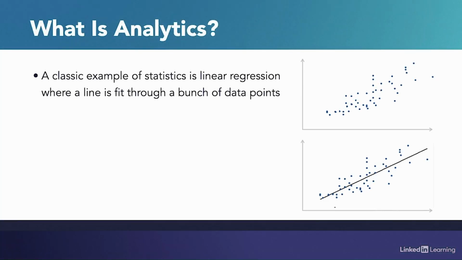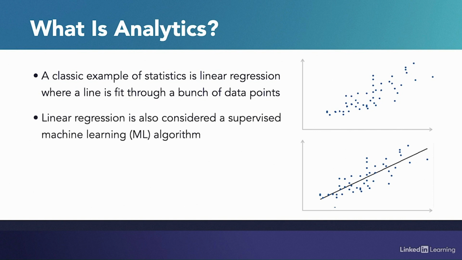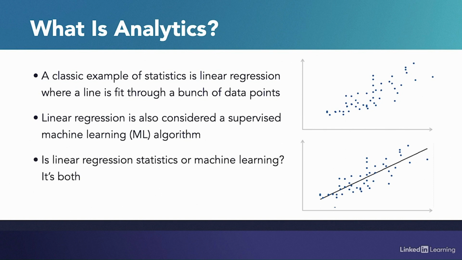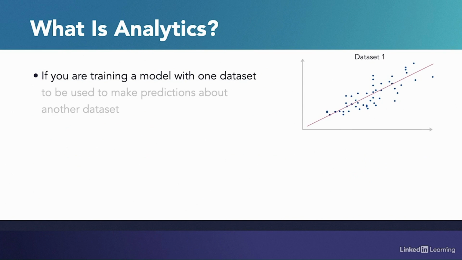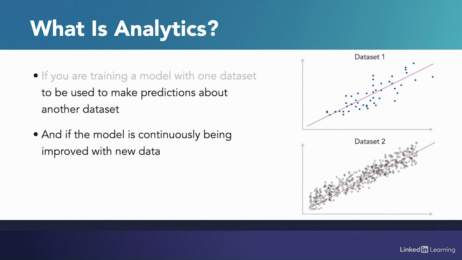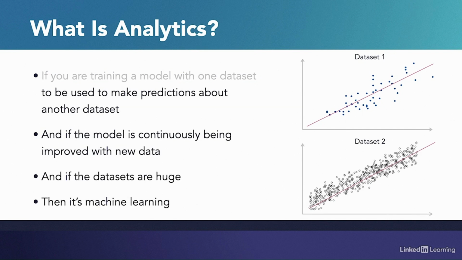A classic example of statistics is linear regression, where a line is fit through a bunch of data points. But linear regression is also considered a supervised machine learning, or ML, algorithm. So is linear regression statistics or machine learning? It's both. If it's a static one-time event, it's statistics. If you're training a model with one data set to be used to make predictions about another data set, and if the model is continuously being improved with new data, and if the data sets are huge, it's machine learning.